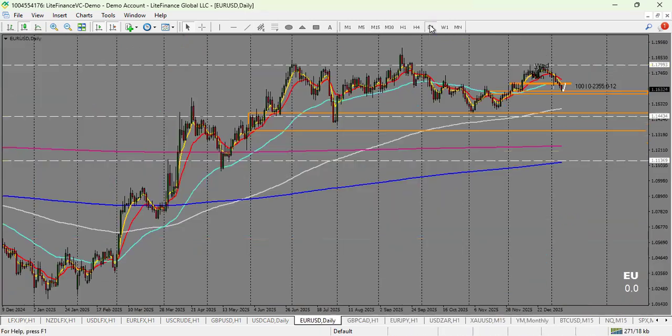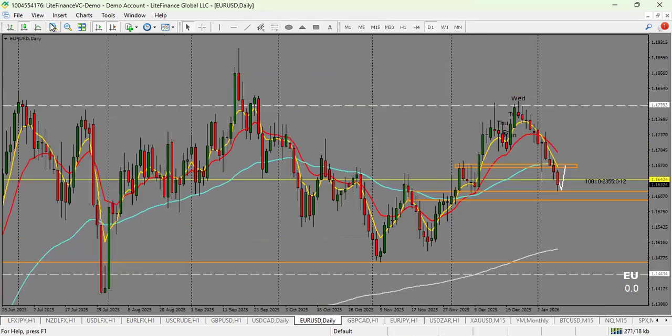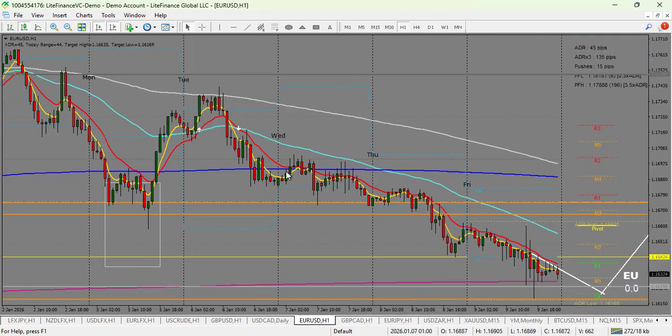And now on Euro USD. We first had anticipation that it will come to this area here. That's our anticipation as from last week, and price actually came through. So I had a sell on Euro USD last week, and it gave us profits.